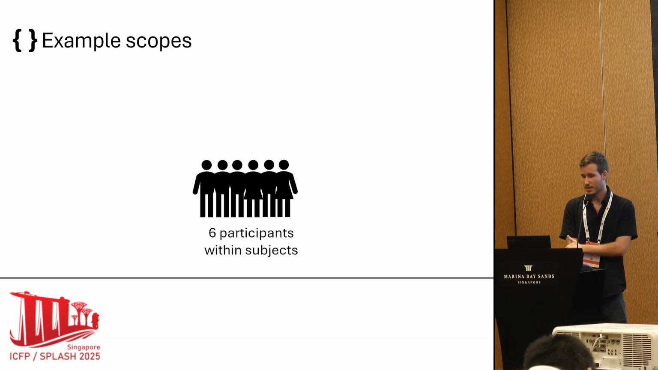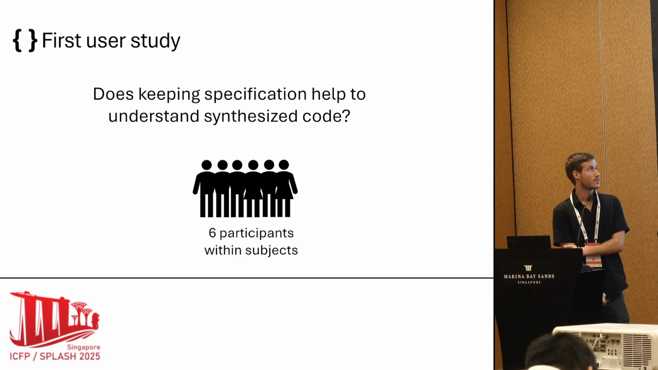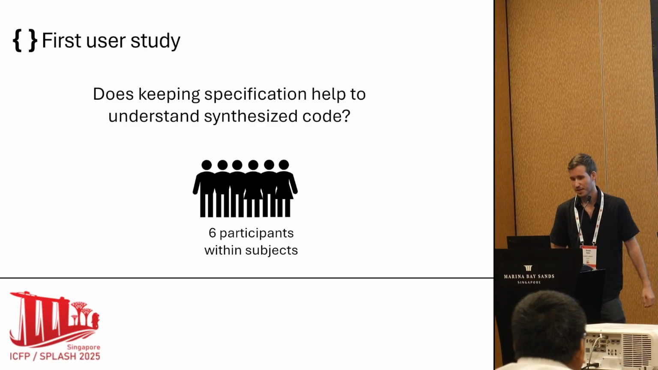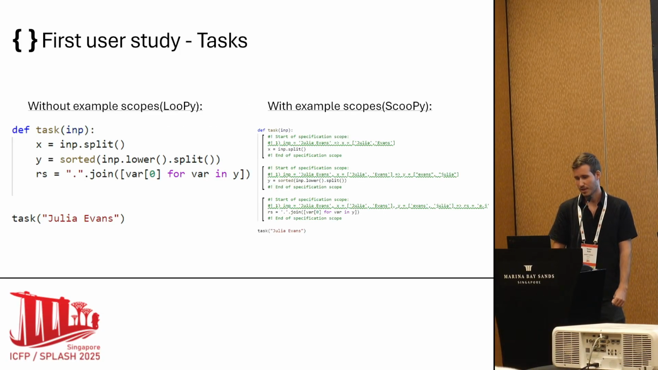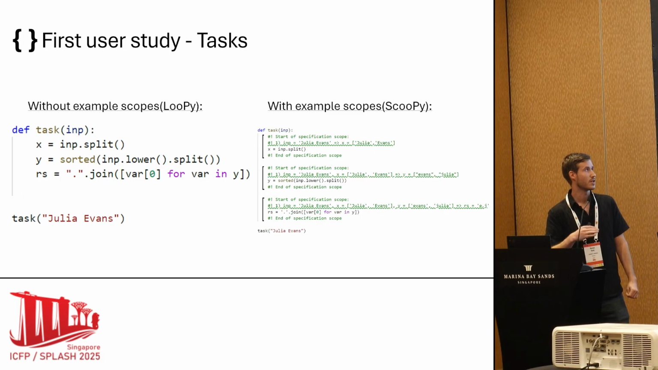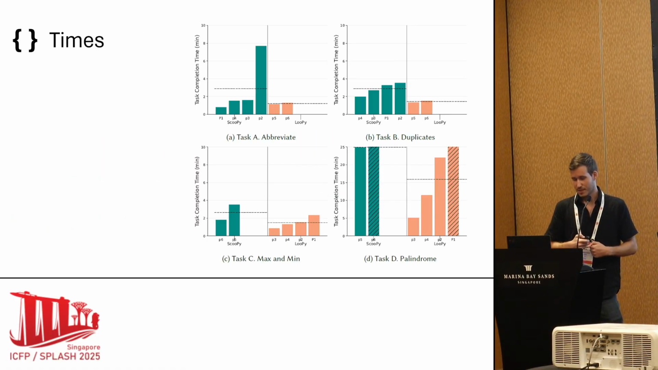The first user study was a within subject study that had 6 participants, and the research question that we wanted to answer was, does keeping specification help understanding synthesized code? In order to test this, we created 4 debugging tasks by synthesizing each line of the task. You can see on the left the control settings, where we did not include the example scopes. And on the right, you can see the same code, but with example scopes. And we asked participants to find the bug and fix it.